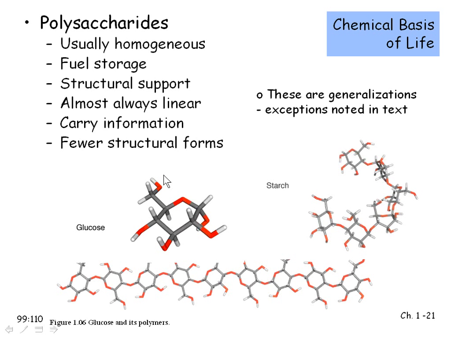This is showing you one particular format for glucose, and you can see the alcohol group sticking away from the plane of the sugar. And we'll talk a little more about that structural chemistry when we get there. This is an example of a starch molecule, and this is a cellulose.